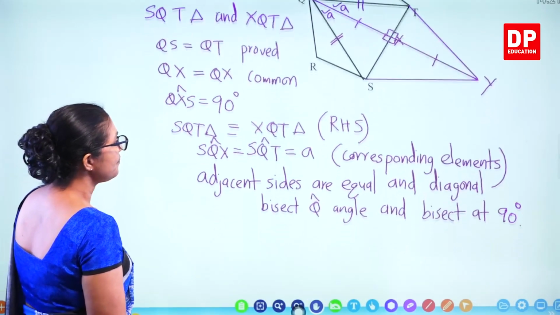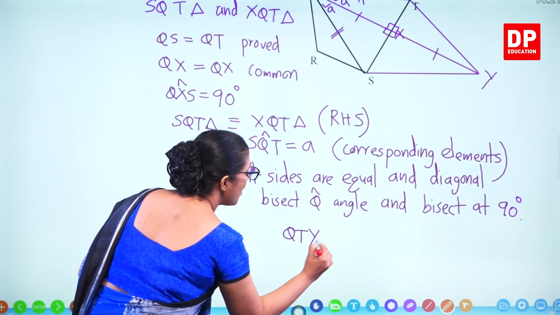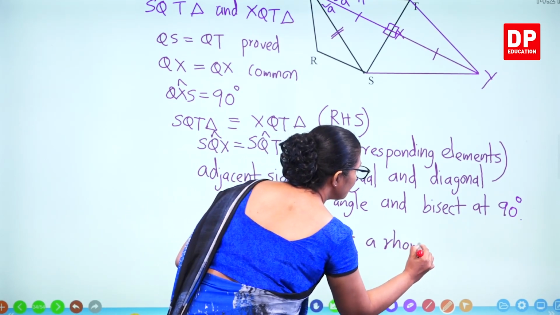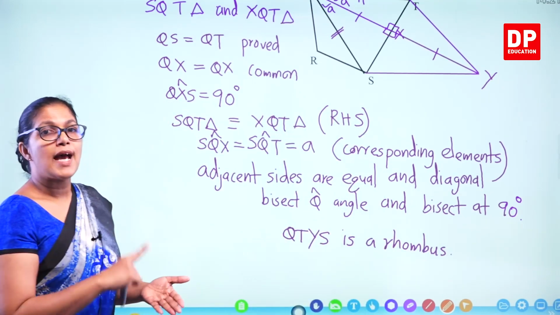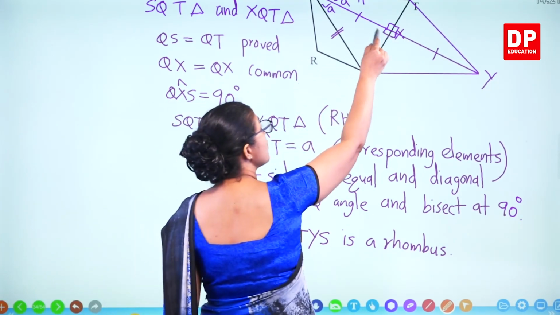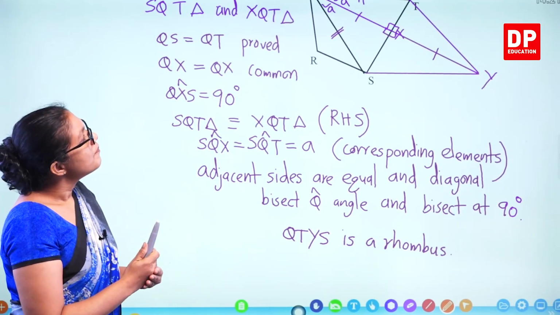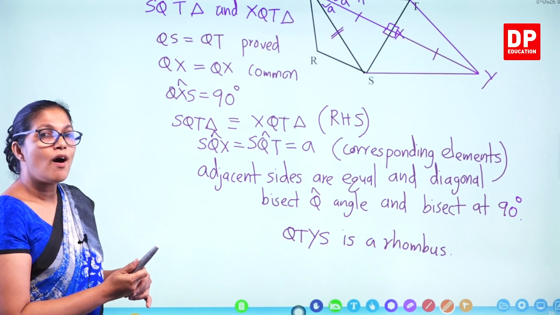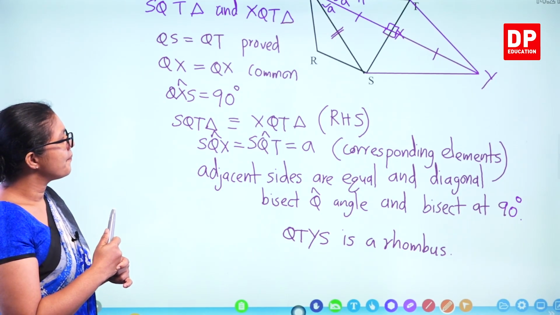So what's the given QTYS? QTYS is a rhombus. This can be a parallelogram, but adjacent sides are equal. And this is not just a parallelogram, because this is 90 degrees. Diagonals bisect at 90 degrees only in a square or rhombus. So this is a rhombus.